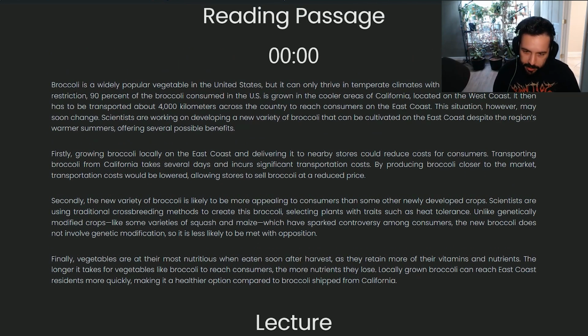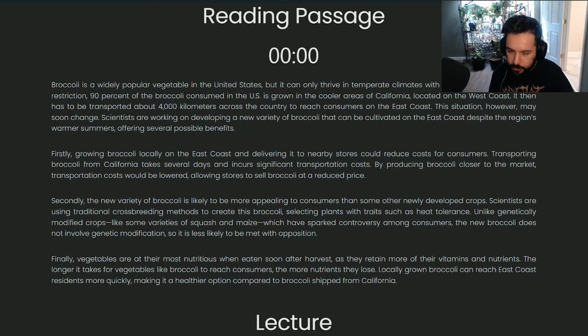So in your writing, you should start by presenting both sides. The problem, the solution, and then both sides. So there is a problem with broccoli and how it is grown. It can only be grown in a specific type of climate. And the writer, the passage, introduces a solution, that we can solve this problem by coming up with a new type of broccoli. And they cover the benefits of it throughout the passage.